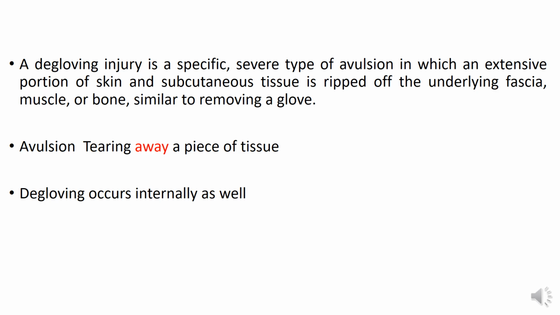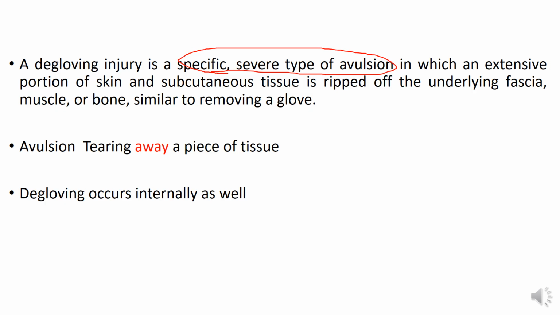A degloving injury is a specific severe type of avulsion. Now you can understand, right? So degloving and avulsion, more or less, the difference is the severity. However, you should not get into much detail. However, degloving is very specific for run-over injury. You have to know about that, and also rotatory kind of machinery injuries. You have to know about that part, right?